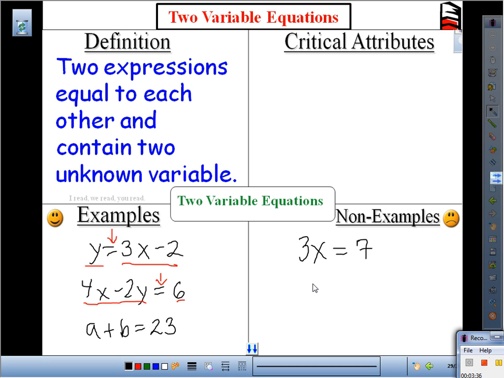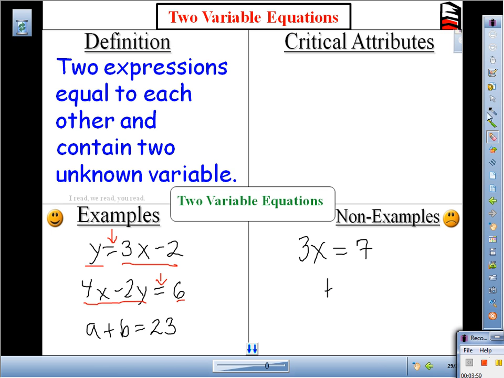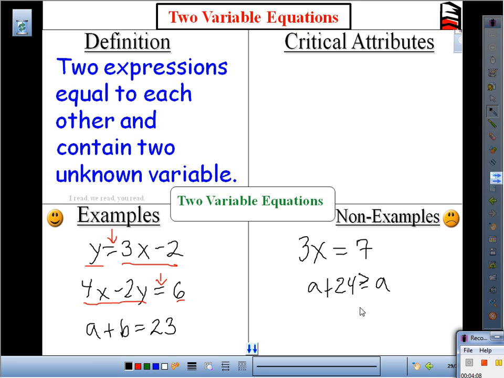Miguel, give us another non-example. A plus 24 is equal to A, like that? Oh, greater than or equal to 8. Oh, like that. Okay. Hands if you agree that's a non-example. Yes, tell your neighbor the name of this non-example. Okay. One variable inequality, yes?